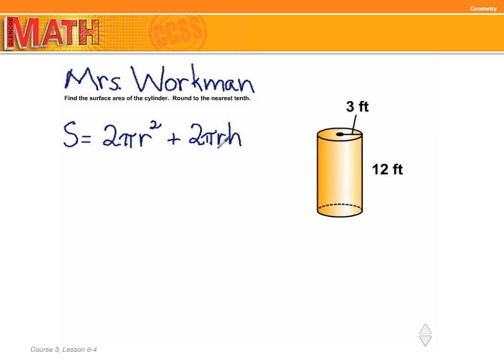R in both of these stands for the radius of the circle, which is given as 3 feet, and H stands for the height of the cylinder, which is given as 12 feet. So now it's a matter of doing some substituting. Again, I think I'm going to rewrite the r squared as r times r before we do those substitutions.